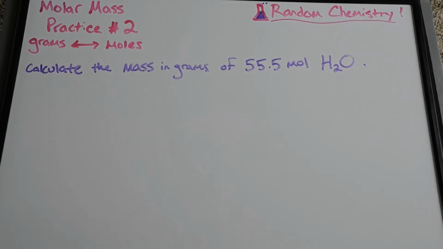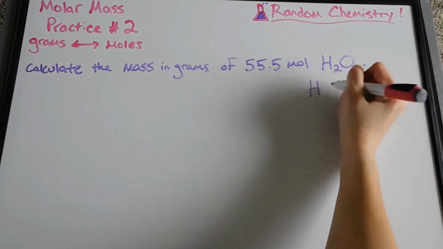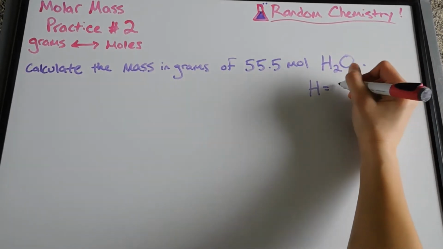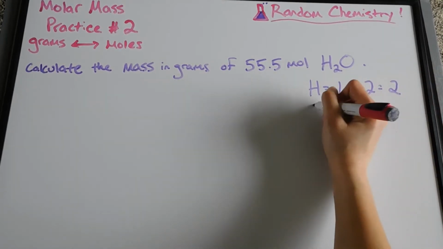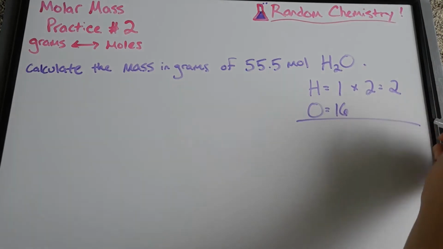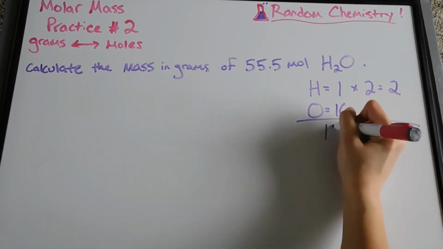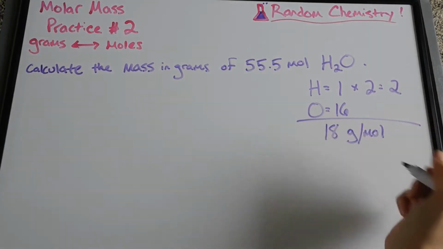So the first thing we do is calculate the molar mass, and we do that by going to our periodic table. Hydrogen is 1, but then we have 2, so it's times 2. And then we have oxygen, and the mass of oxygen is 16. So then we add 16 plus 2, 18. So 18 grams per mole is the molar mass.